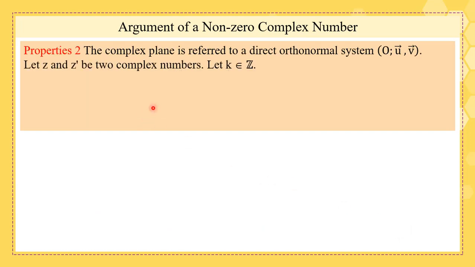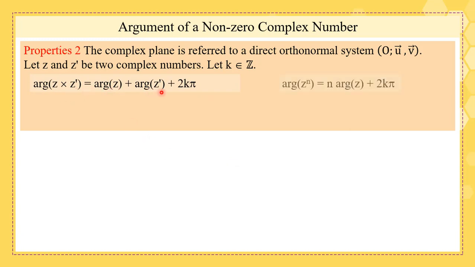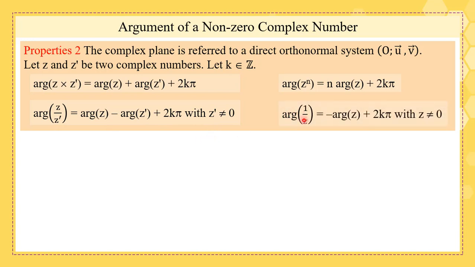Now z and z prime are two complex numbers. Argument of z z prime would be argument of z plus argument of z prime. Argument of z to the power n would be n argument of z. Argument of z over z prime would be argument of z minus argument of z prime plus 2k pi, where z prime is never 0. And argument of 1 over z would be argument of 1 minus argument of z. And we know that argument of 1 is 0, so this would be minus argument of z plus 2k pi, where z is never 0.